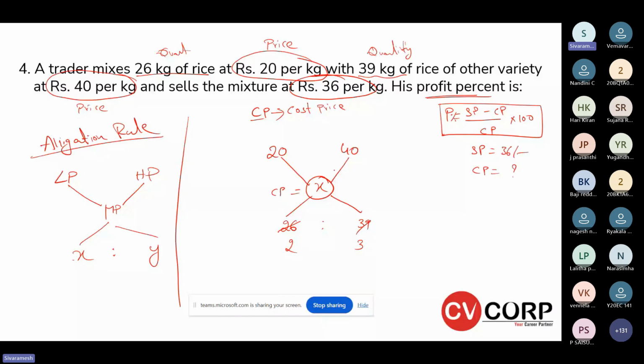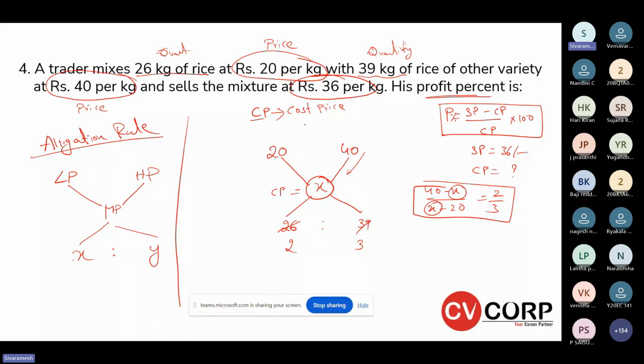By using the allegation rule, we will find the cost price of the rice. So you can also do one normal method like the allegation rule. Either you can come from the left side or the right side. So I can say that (40 minus x) by (x minus 20) is equal to 2 by 3. You can solve this equation to get the value of x, but we already discussed so many times in the class that there is a shortcut.